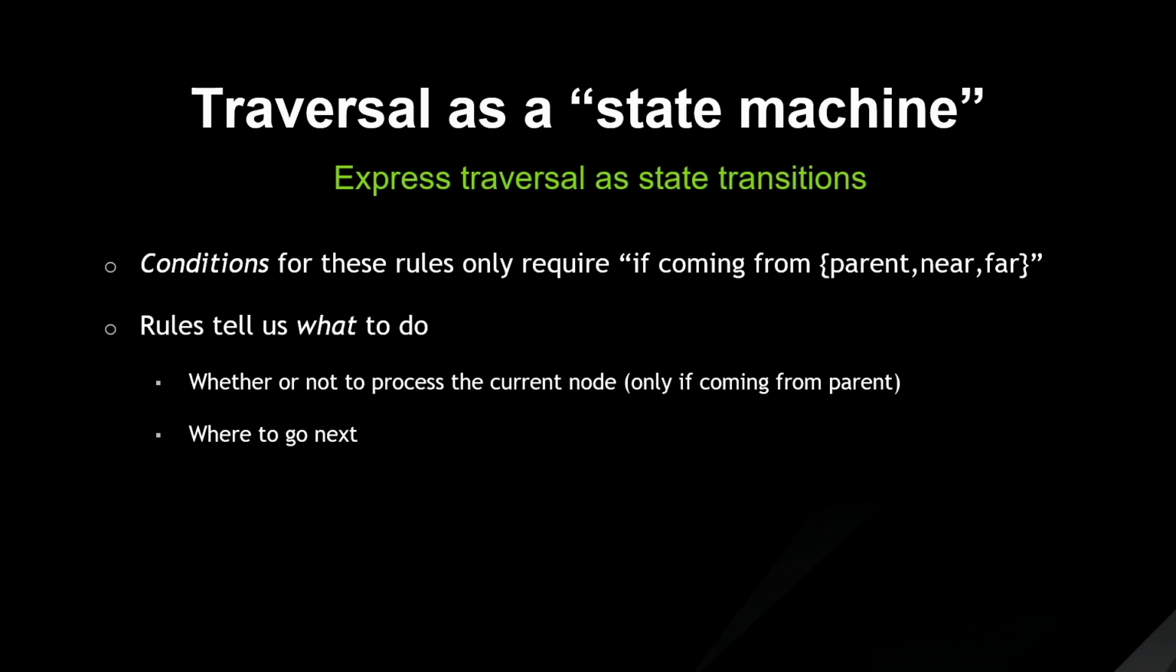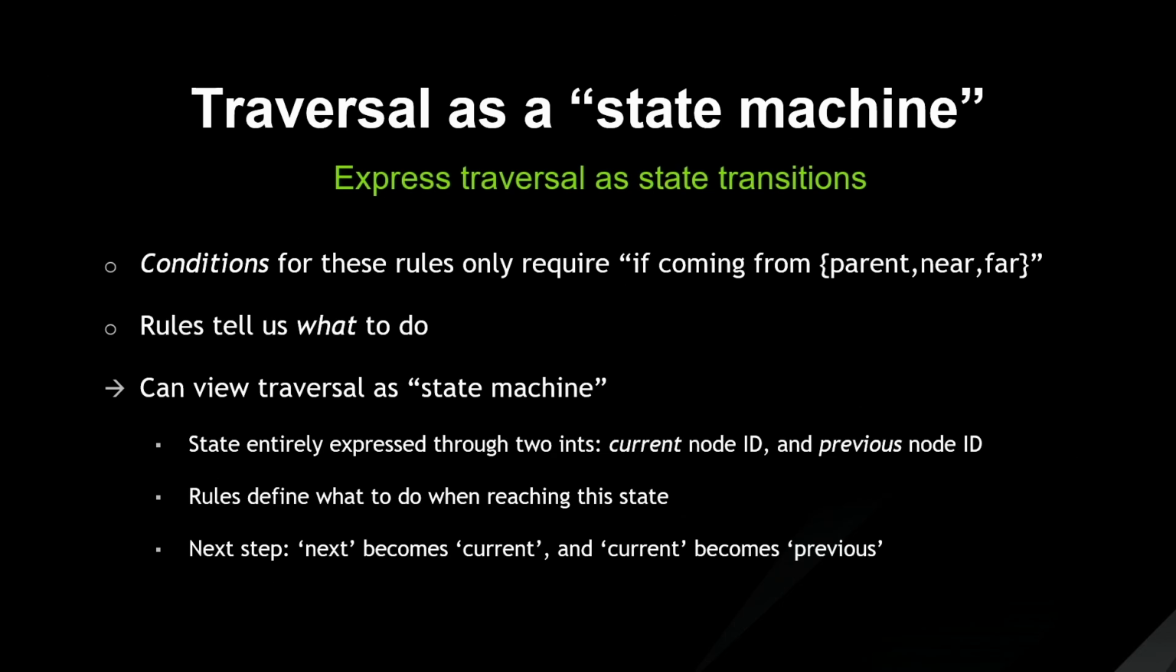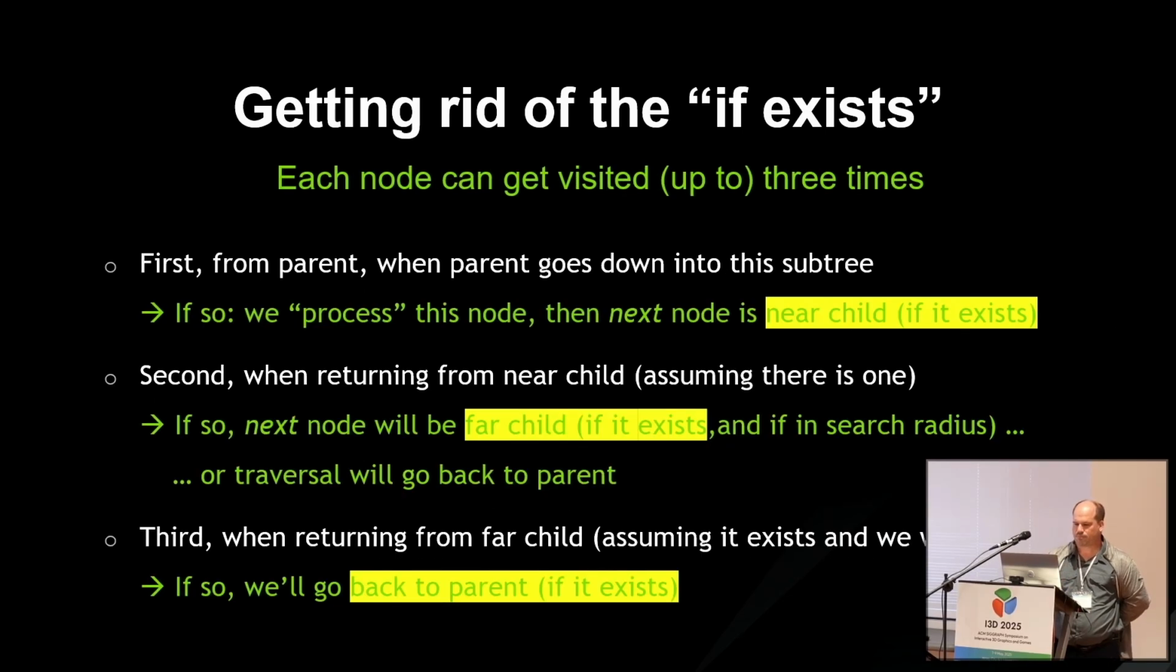And similarly, these rules tell us which node the traversal would want to go next. So we have the current node, the previous node, and now we also have a next node. You can see that as a state machine, which just defines which state you're in, and which arrows, which rules to follow and what should happen. The state transition is then very simple. The current node becomes the previous node, and the next node becomes the current node. And then we just iterate. So, a very, very simple thing.